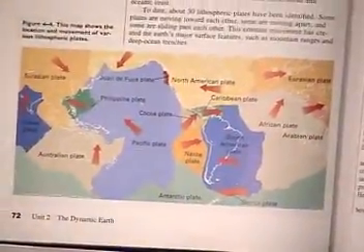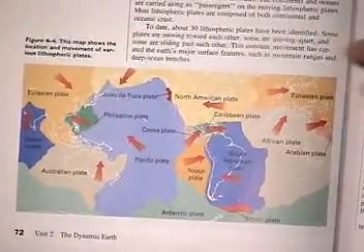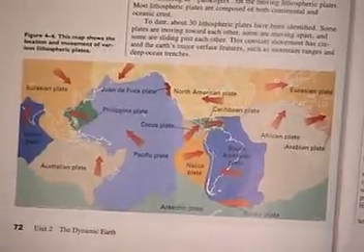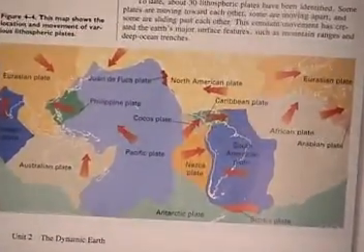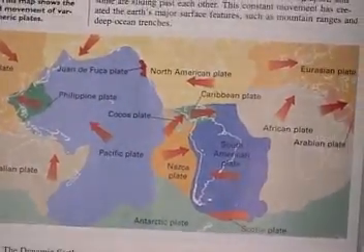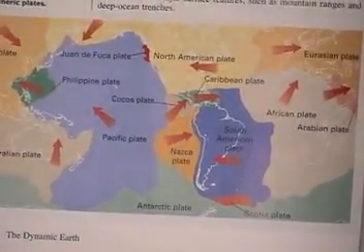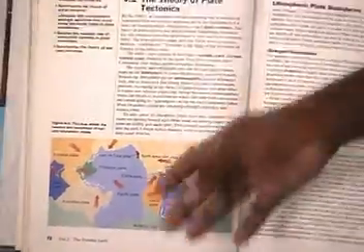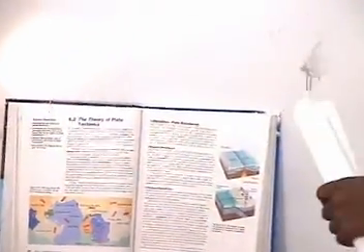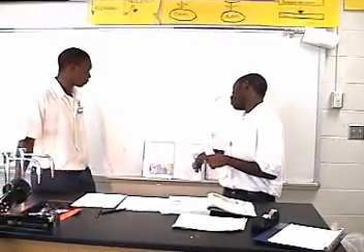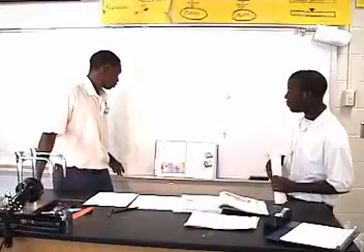What about that one on the left? What does that show? Oh, this is the plates. It shows the different plates in the different areas, all the different plates worldwide.